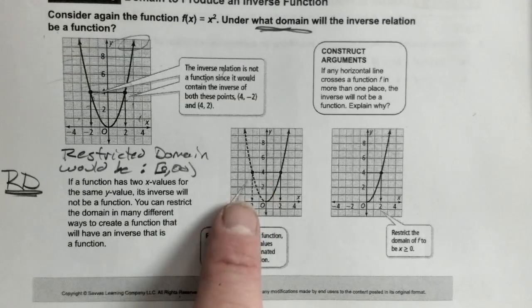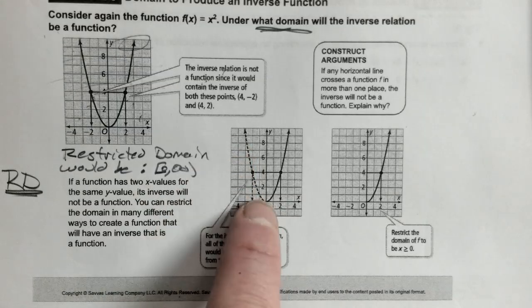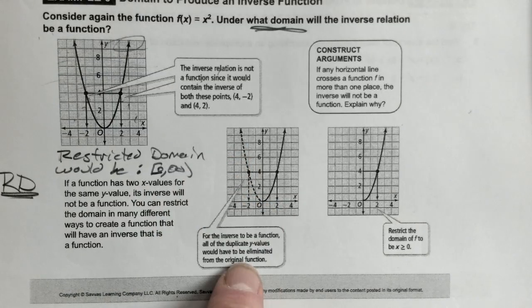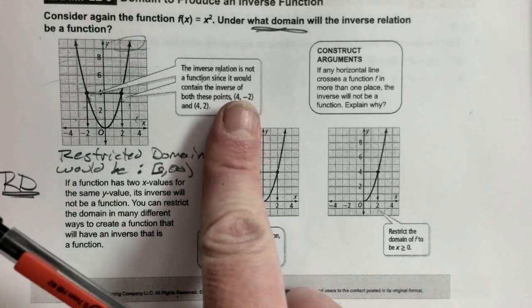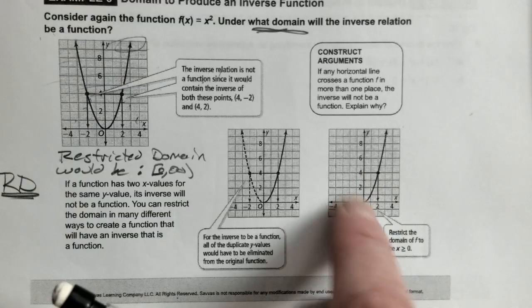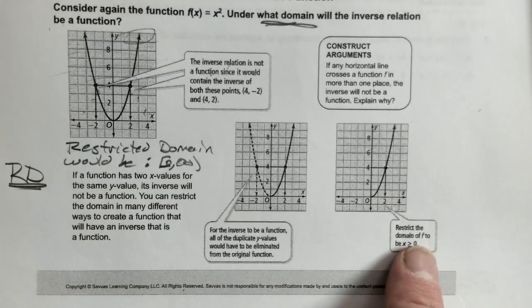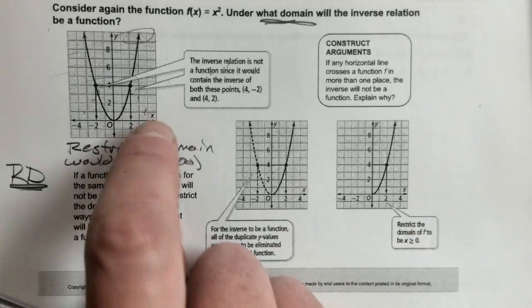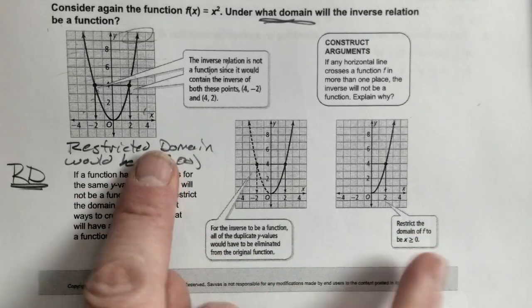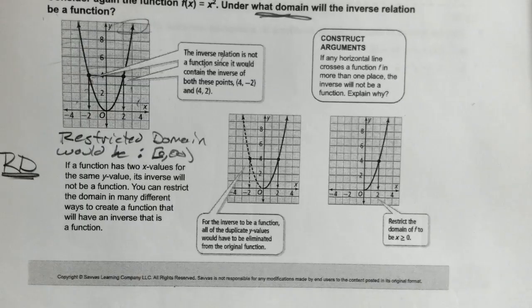And now notice what they did here. They cut off that left-hand side just as you said, so there's no more repeated y values. And then on this third one here, they only graphed from 0 to infinity. Look what they said in this little box: restrict the domain of f to be x greater than or equal to 0, or 0 to infinity, like you said. Those are the same. All right, really good job.